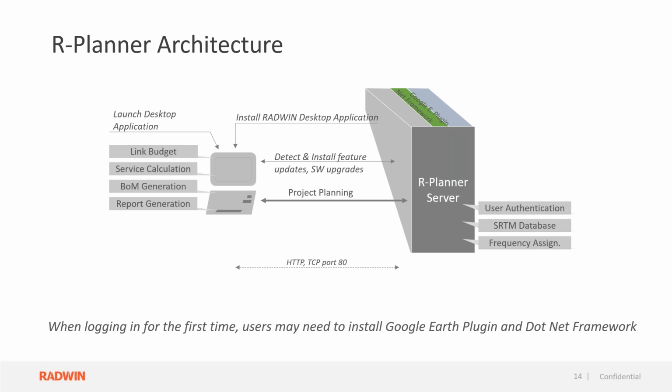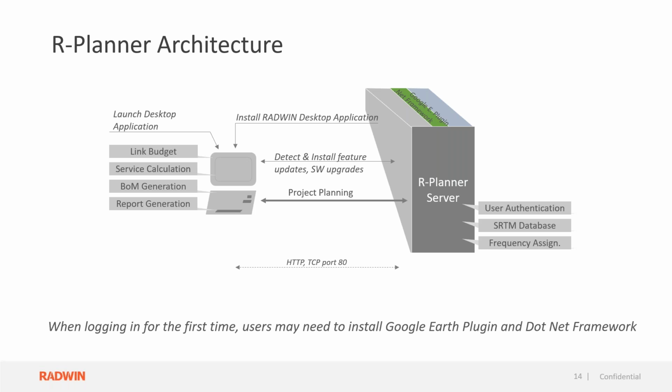We need to take into consideration and decide which benchmarks we are going to use to deploy our link. What is the availability? 99.9, 99.99, or 99.999? What is the fade margin? What is the RSS? What is the modulation that I expect, and so on. So the App Planner does the link budget calculation, the service calculation, the BOM generation, and the report generation.